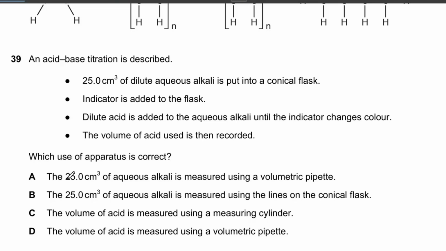A. The 25 centimeter cube of aqueous alkali is measured using a volumetric pipette. That's correct. So A is the answer. So let's check the other options. The 25 centimeter cube of aqueous alkali is measured using the lines on the conical flask. That's wrong. The volume of acid is measured using a measuring cylinder. No, that's wrong. The volume of acid is measured using a volumetric pipette. That's also wrong. So our correct answer is A.